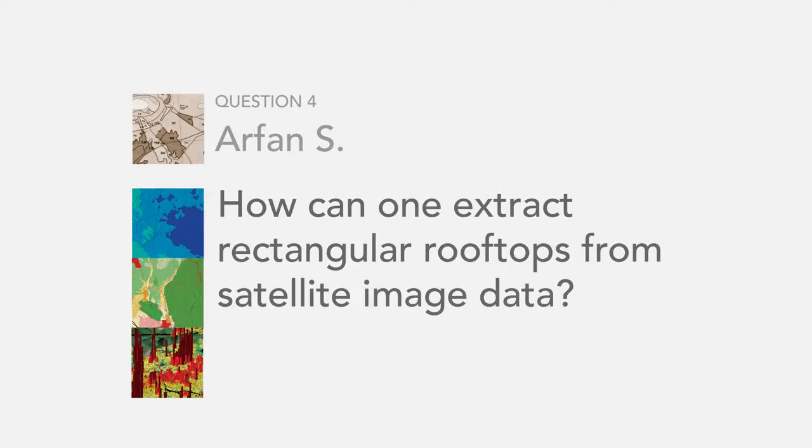How can one extract rectangular rooftops from satellite image data? We don't have any tools to extract footprints or any kind of content really directly from imagery, from satellite imagery, but if you've got multispectral data, then we do have tools for using classifications and different signatures of the image itself to classify areas of the image and then extract features from that. So that's one way to go.